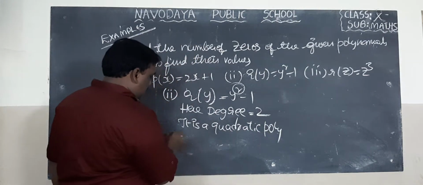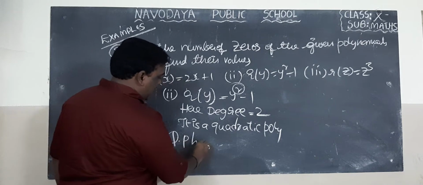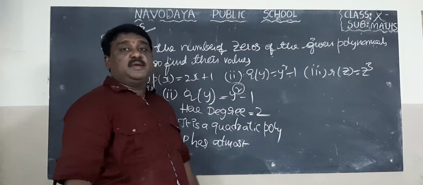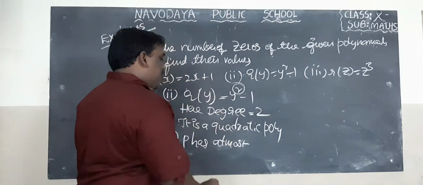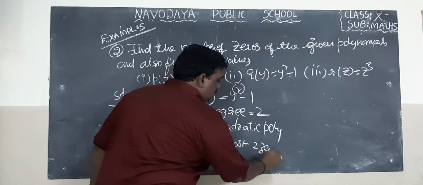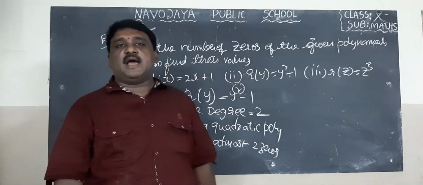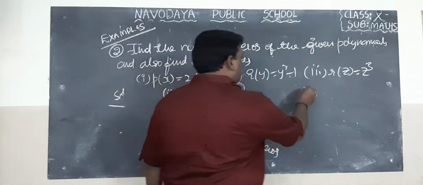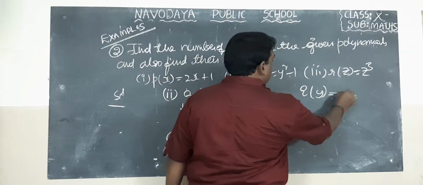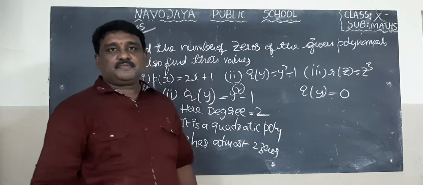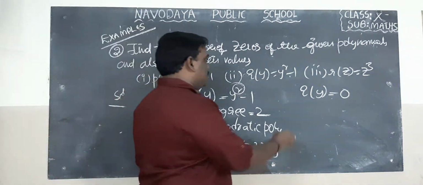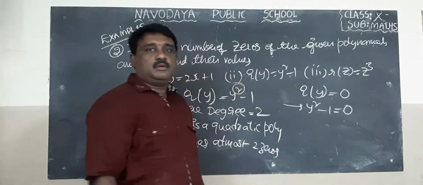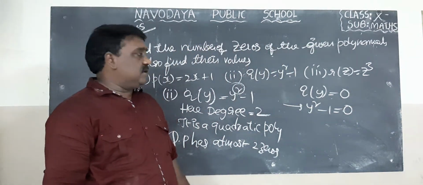Okay? A quadratic polynomial has at most, I told the meaning of at most. At most means maximum. At most 2 zeros. A quadratic polynomial has at most 2 zeros, maximum 2 zeros. How to find out? Q of y equal to 0. What is Q of y? Y square minus 1 equal to 0.